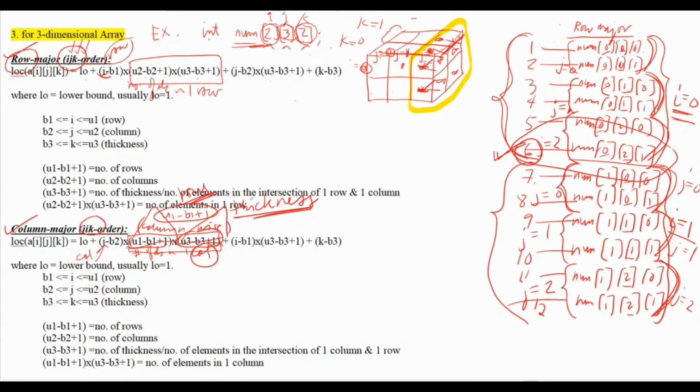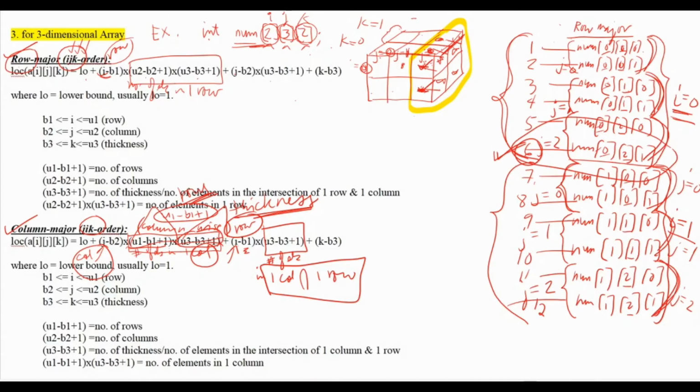After the column as our primary reference, the secondary reference is the row. So this is now I minus B1, the base value of the row index. And this is the number of elements in the intersection of one column and one row. So intersect one column and one row.